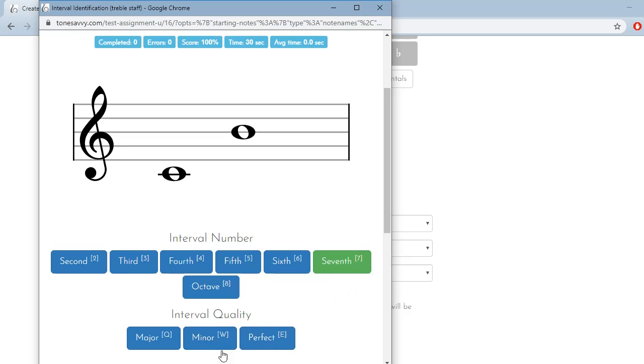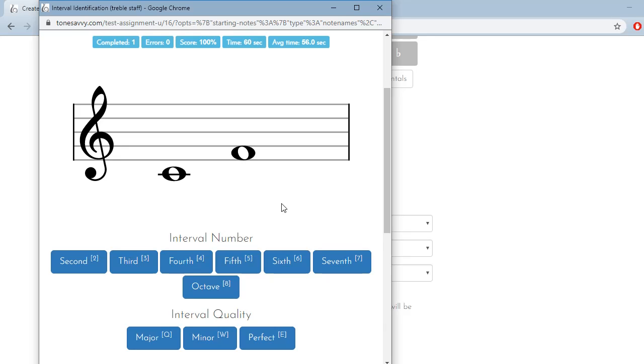Now the question is, is this a major 7th, a minor 7th, or a perfect 7th? Now, no such thing as a perfect 7th exists. So we know it's not going to be perfect. It's either going to be major or minor. However, this is a B natural, which we know is higher than a B flat, which means it's actually further away from C than a B flat is. So this is the larger kind of 7th. It's the major 7th.